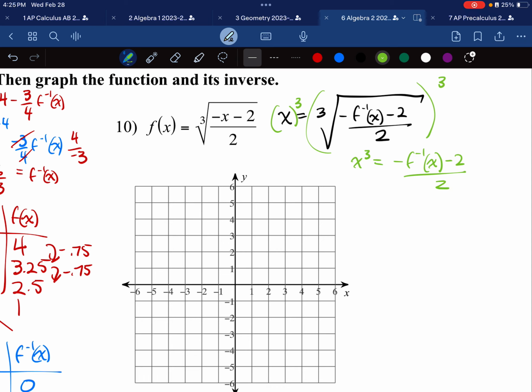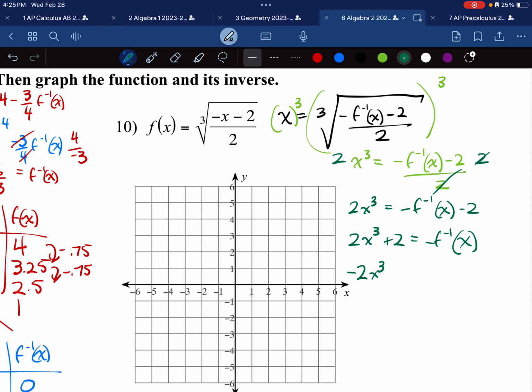And then from there, I'm going to multiply both sides by 2. So I'm going to get 2x cubed is equal to, so multiplying by 2, those cross cancel, leaving behind a negative f inverse of x minus 2. Let's go ahead and add 2 to both sides. So I have 2x to the power 3 plus 2 is equal to negative f inverse of x. And then finally multiply both sides by negative 1 to get negative 2x cubed minus 2 is equal to a positive f inverse of x.